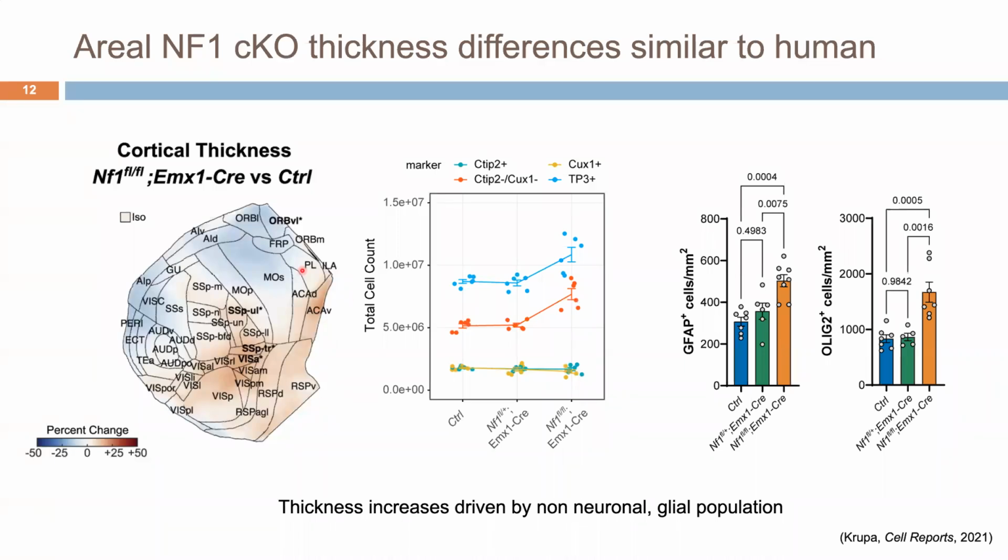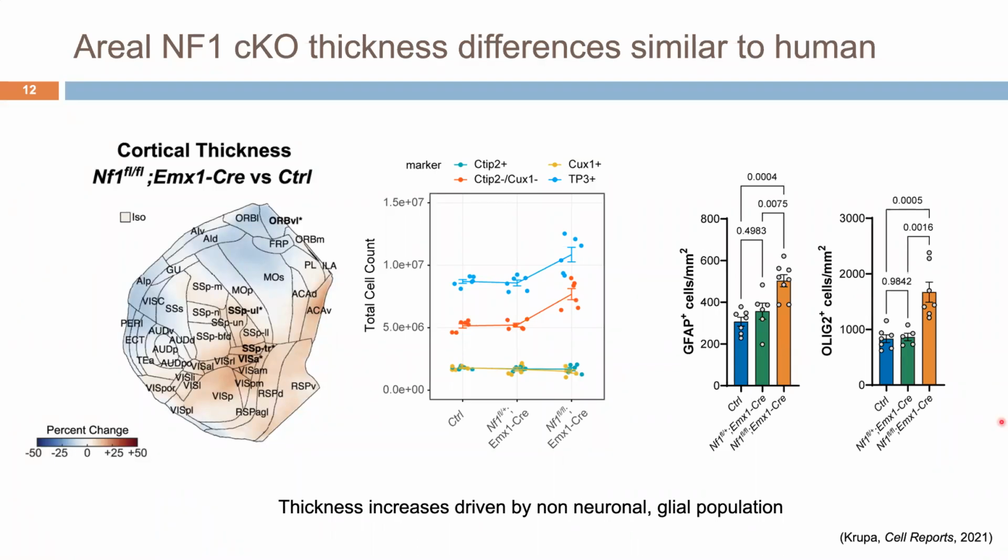Next, we found that the overall increased thickness was associated with increased cell count, as shown by these TOPRO3 here, but not from excitatory neurons, as shown by this CUX1 or CTIP2 positive, instead by non-excitatory neurons, which must be glia. So in sections, we found that there was an increase in astrocytes marked by GFAP and oligodendrocytes marked by OLIG2 that explain this increased thickness.